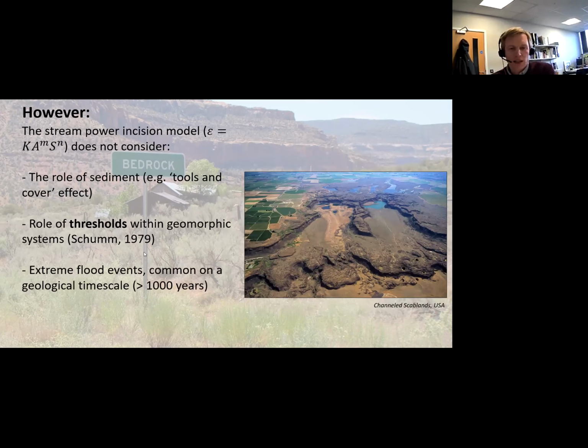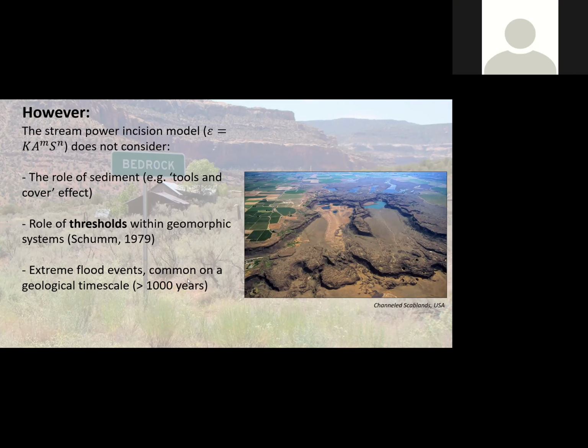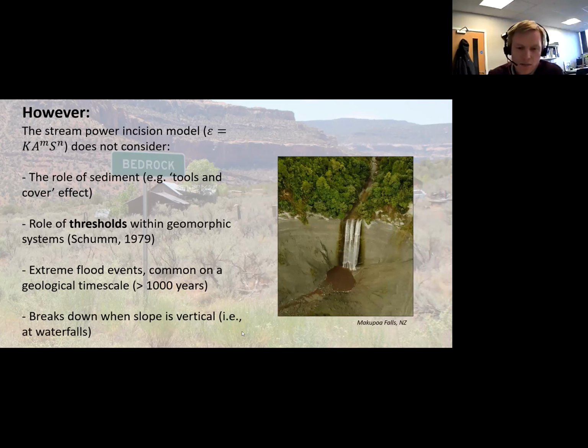Neither does it consider the impact of extreme flood events, which, while relatively rare on a human timescale, are relatively common on a geological timescale. It also fails to fully capture the erosion processes at waterfalls when the slope is vertical, due to the slope exponent. As I showed previously, the upstream migration of these transient features is pretty important for understanding landscape evolution.